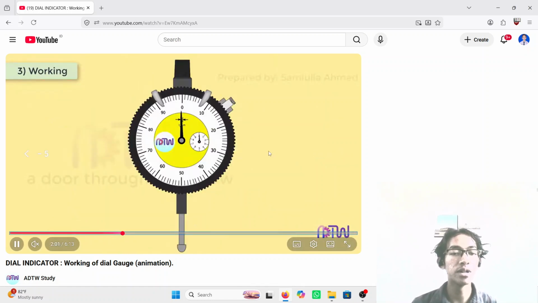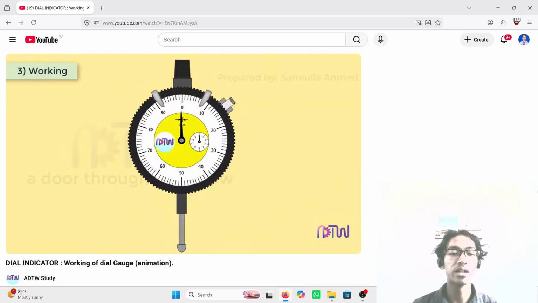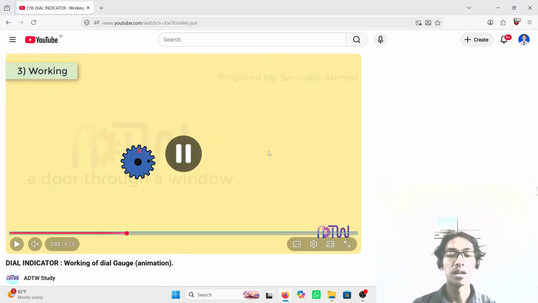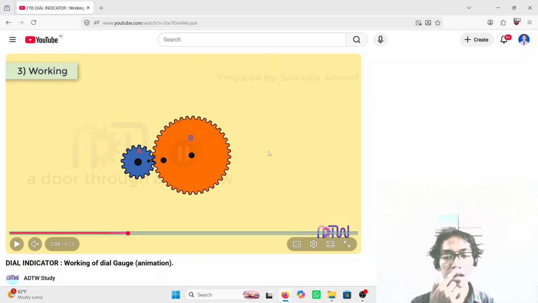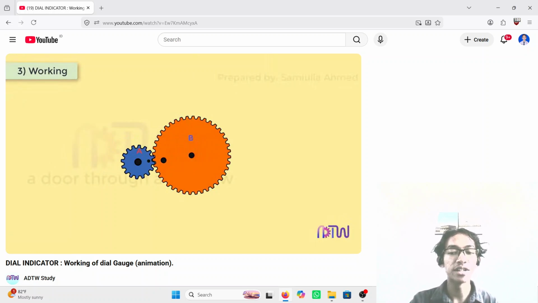Okay, then we go to the working of the dial indicator, or how it works. How does the dial indicator actually achieve such high magnification? It all comes down to the gear train and the principle of gear ratios. Before we talk about how all of the parts work together, let's first discuss how this magnification is achieved. Consider there are two gears meshing each other.